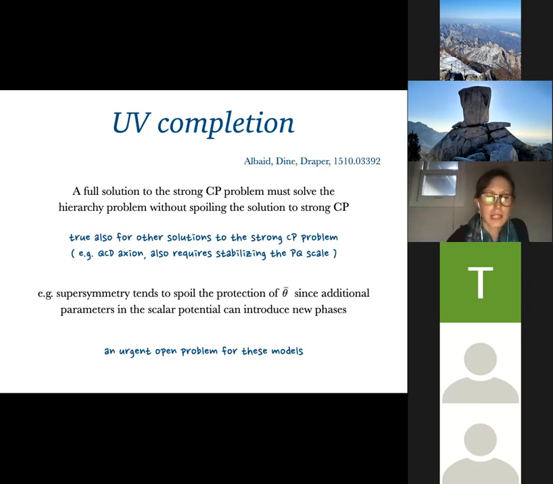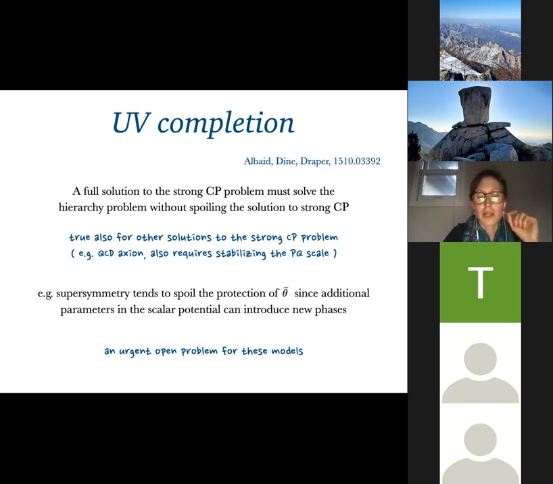Okay, this is the very last slide I have before my conclusion. Obviously a full solution to the strong CP problem must also solve in particular the electroweak hierarchy problem without spoiling strong CP. This is true not only for this class of models, but also for any other solution to the strong CP problem, including the QCD axion.